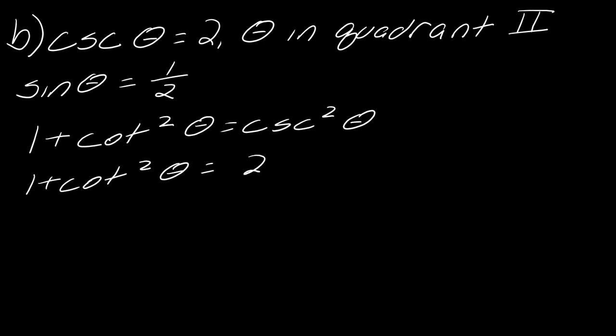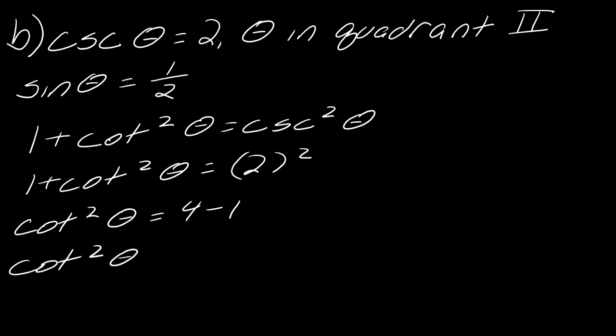So this becomes 2 squared. And so then I can go through and solve this to get that cotangent squared theta is going to be equal to 4 minus 1. So cotangent squared theta equals 3. And so cotangent of theta, what does this equal? This equals, let's see, oh, sorry, plus or minus the square root of 3.